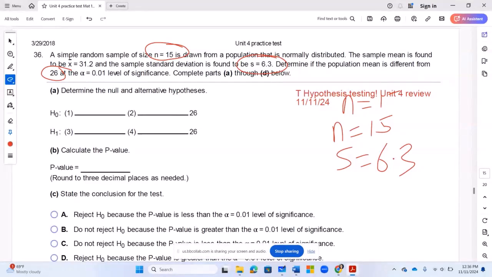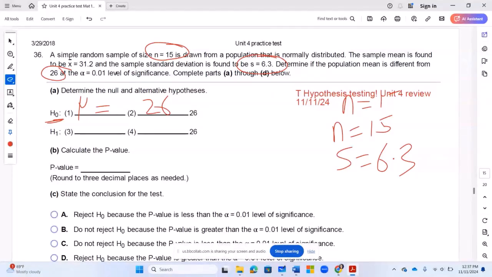All right. The first thing we have to do is determine the null and alternative hypothesis. So state the claim. To state the claim, I would say the mean of the population is equal to 26. You always use the equal sign with the mean. By the way, you have to start with H0, so they already wrote H0 for us.